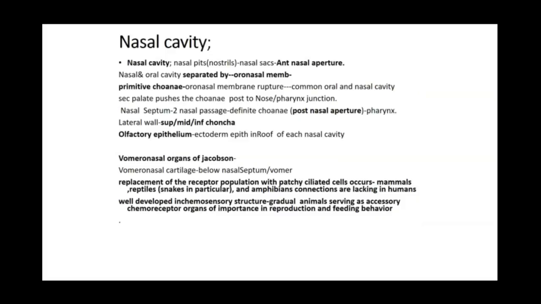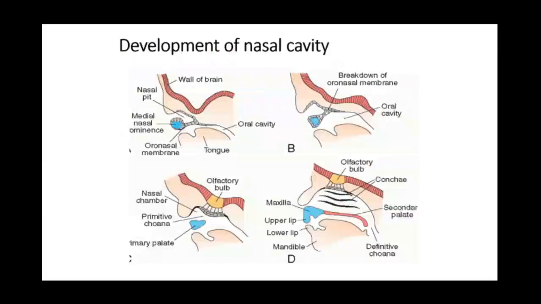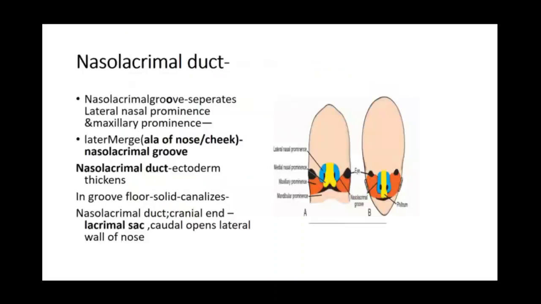Then the olfactory epithelium develops, and this is all by the vomeronasal organ of Jacobson. This develops in the nasal septum. That is where you have the sense of smell, right? So that is how the nose is developed.